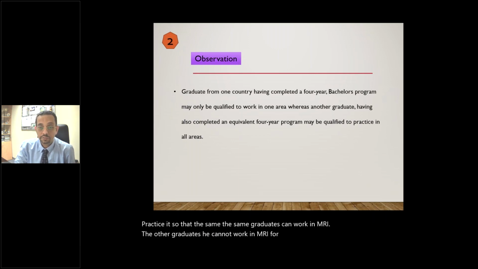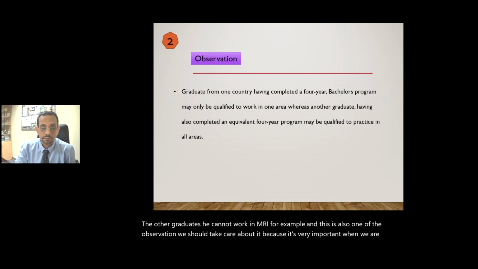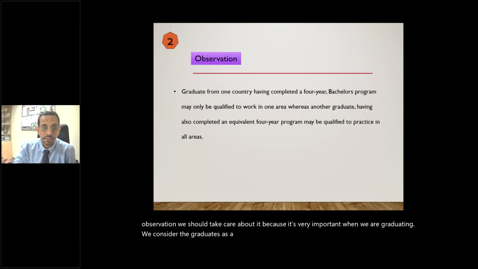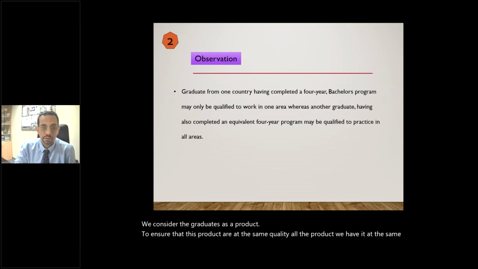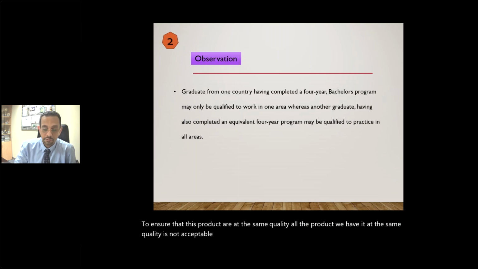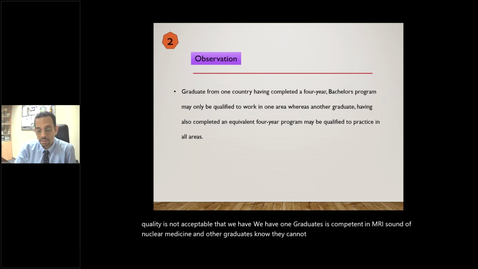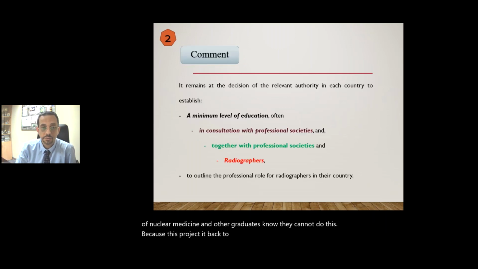And this is also one of the observations we should take care about, because it's very important when we are graduating, if we consider the graduates as a product, to ensure that this product is of the same quality. All the products should be at the same quality. It's not acceptable that we have one graduate who is competent in MRI or ultrasound or nuclear medicine, and the other graduates cannot do this, because this will reflect back on the academic institute in the future.